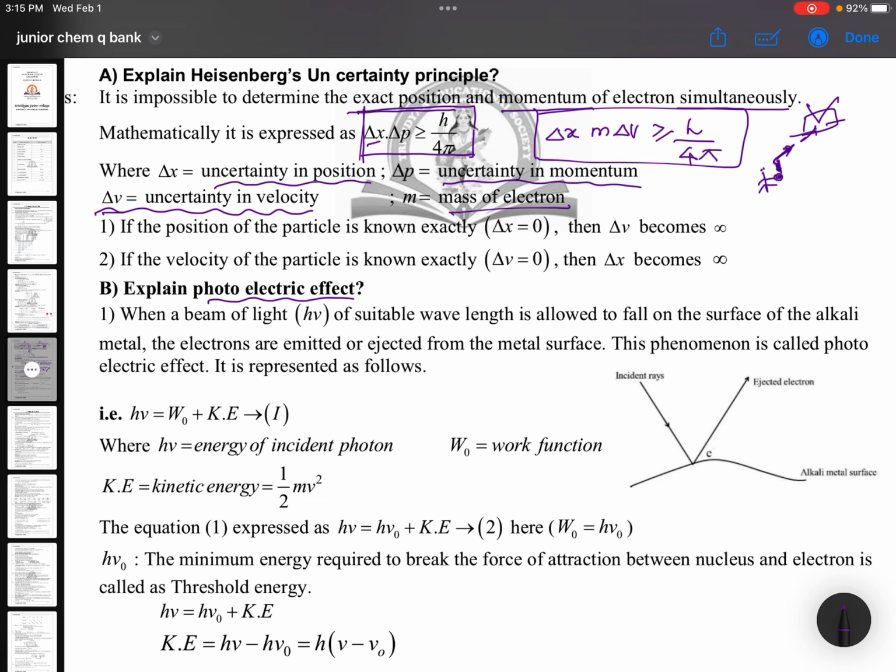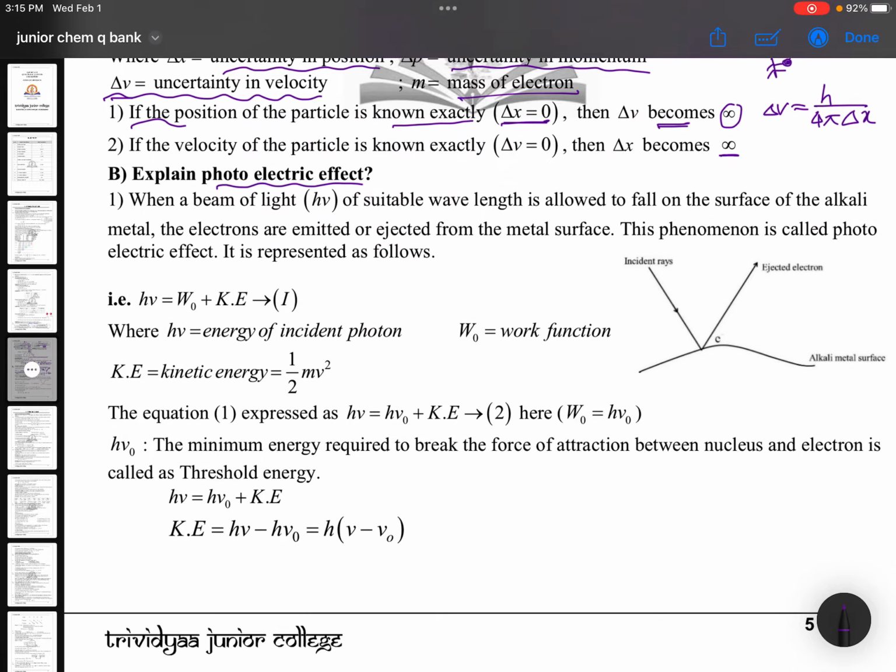See, in this, if delta x becomes 0, delta p will become infinity. If delta x becomes infinity, delta p will become 0. If the position of the particle is known exactly, that means delta x is equal to 0, then delta v becomes infinity. How? Delta v is equal to h by 4 pi delta x. Something by 0 is nothing but infinity. If the velocity of the particle is known exactly, then delta x becomes infinity. Okay, that is done.